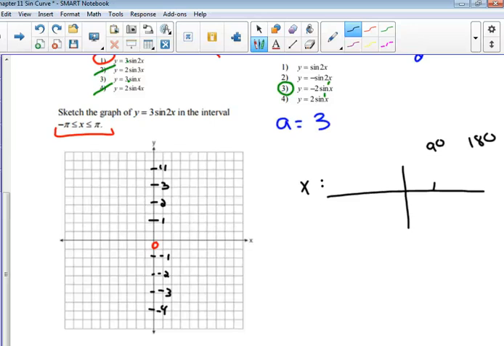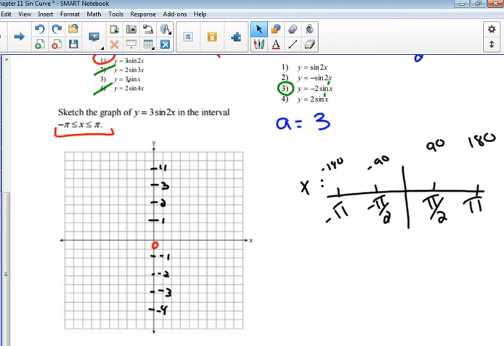Does anybody remember what the 90 was? Pi over 2, good job. What's the 180? Pi, good. Now if you're going in the negative direction, this is like negative pi over 2, and then negative pi. Negative 90, negative 180. Does that make sense? All right, so what we're going to do is graph this thing by using these intervals, and I would skip maybe 2 or 3 blocks between.